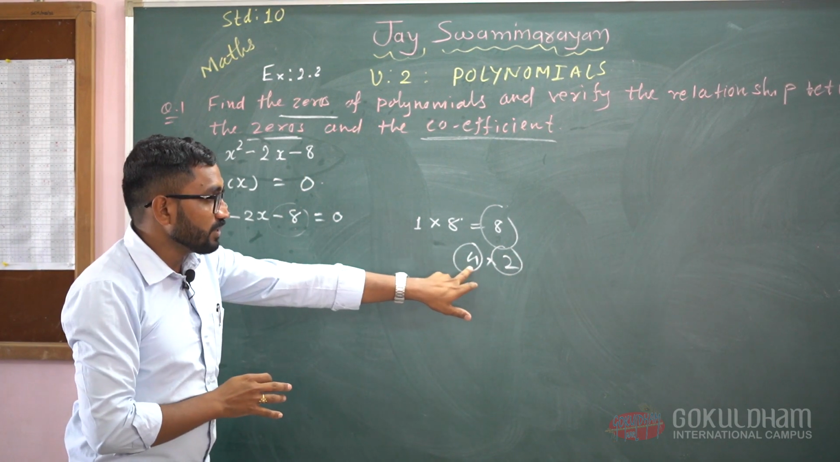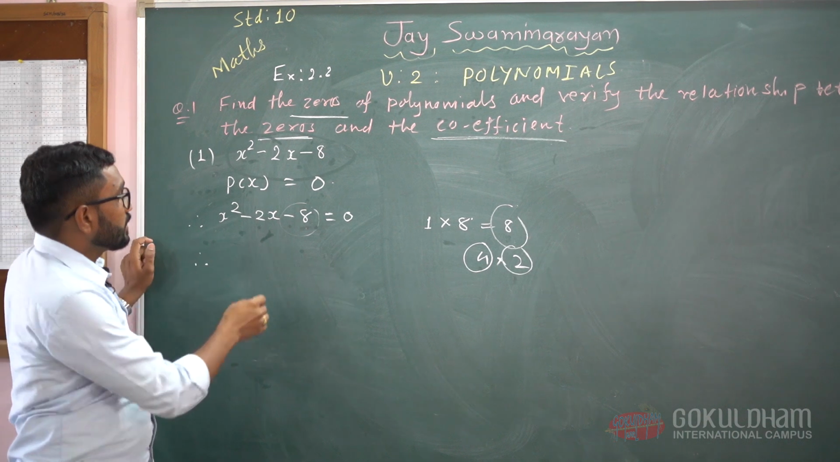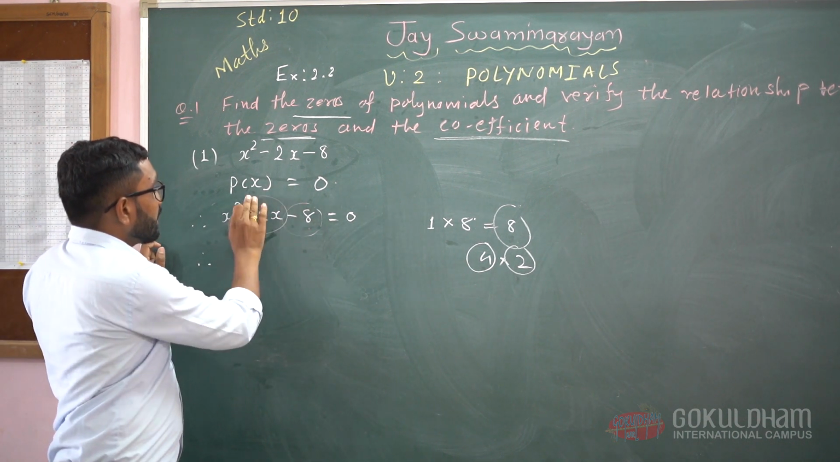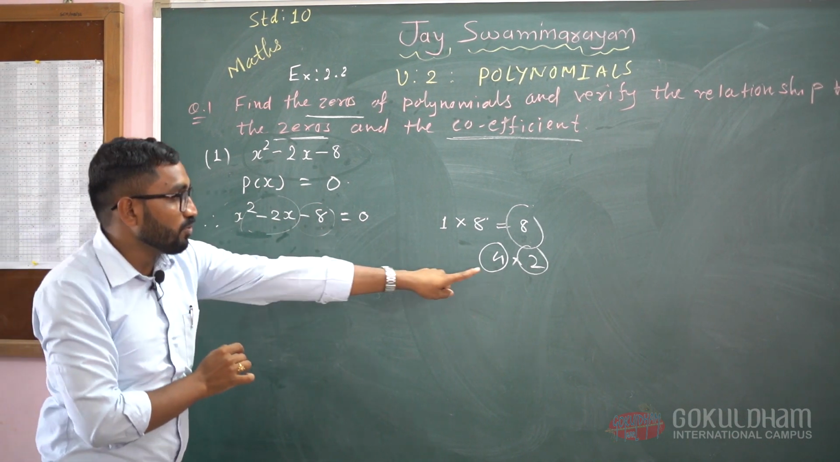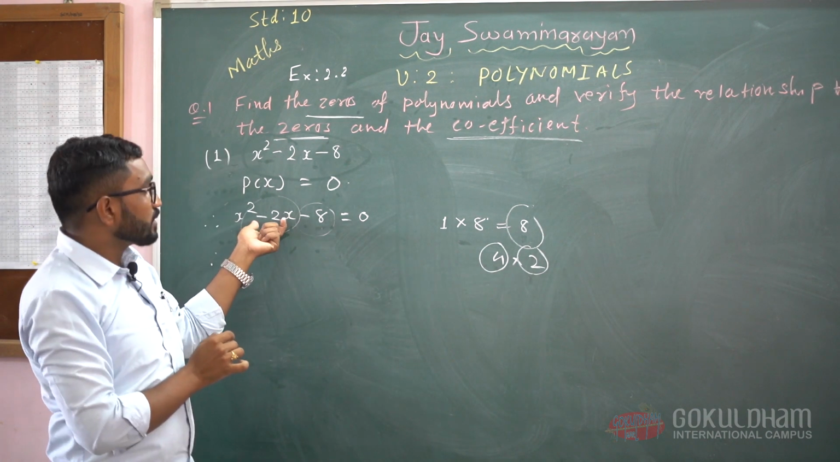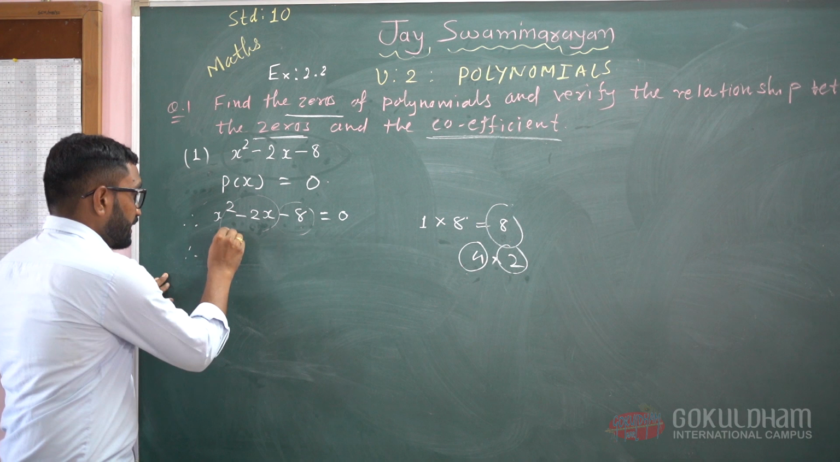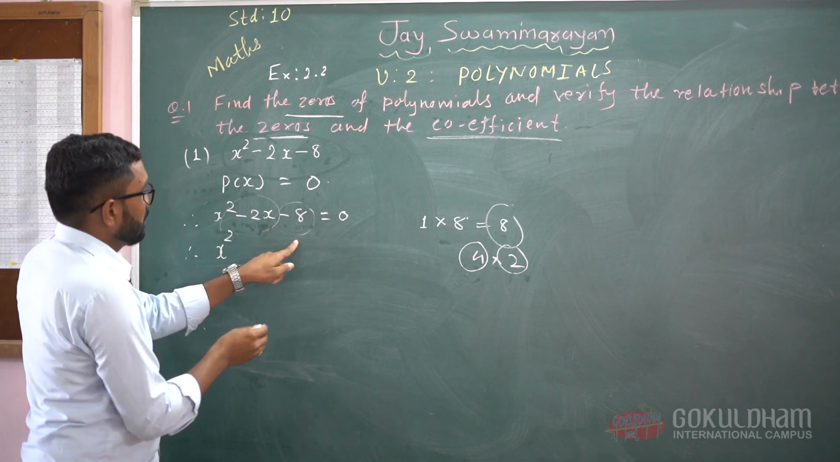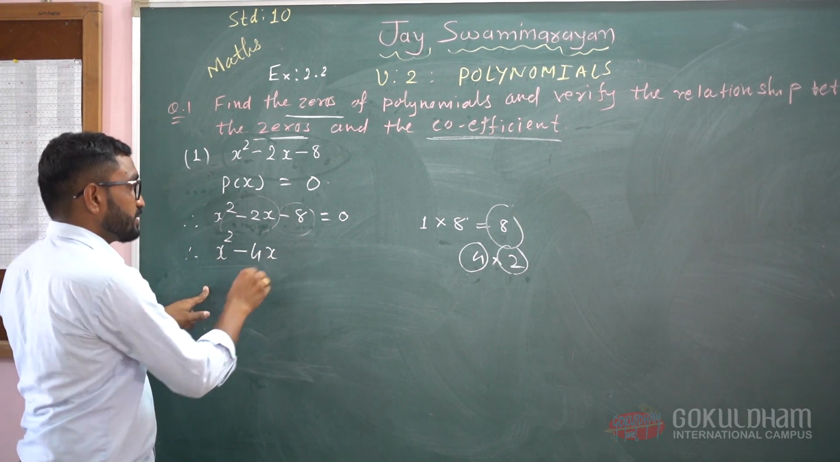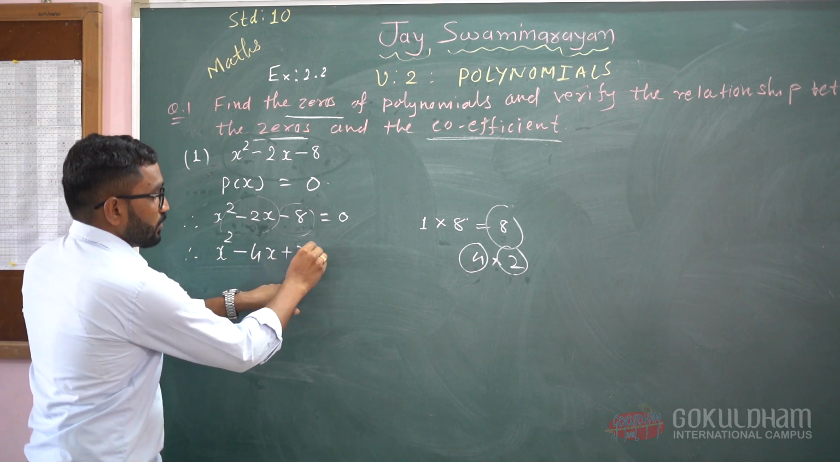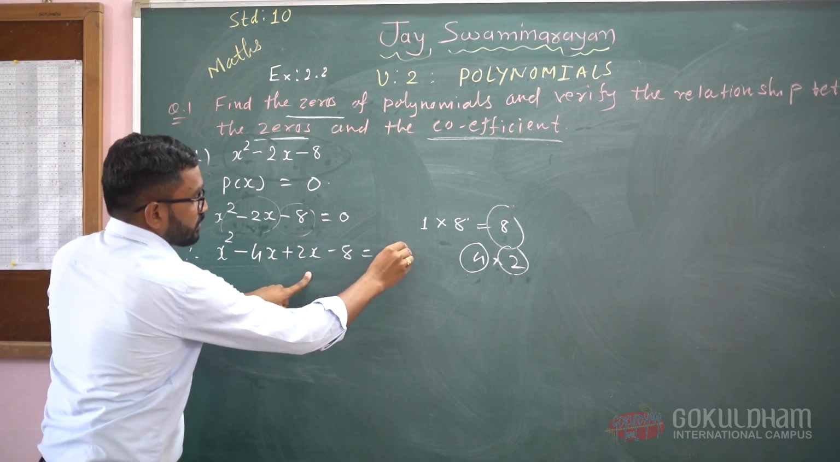We use 4 and 2, and we need the answer -2. Using 4 and 2, we need the answer -2. Therefore x square minus 4x plus 2x minus 8 equal to 0.